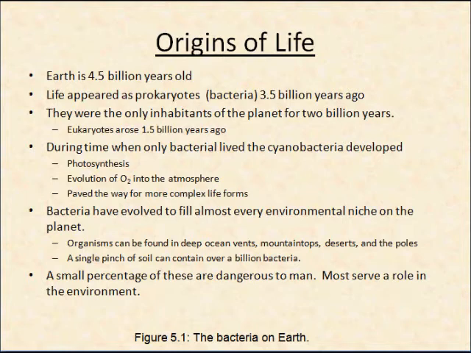Now, bacteria reproduce very rapidly. As a result, they can develop mutations very quickly that will allow them to adapt to a changing environment. As a result, they have evolved to fill almost every environmental niche on the planet. They can be found 6 miles down at the bottom of the ocean, feeding off of heat vents. We find them at the top of the highest mountains where there is very little atmospheric pressure and it's very, very cold. We find them in extremely hot desert climates. We find them on the North and South Pole where it is extremely frigid.